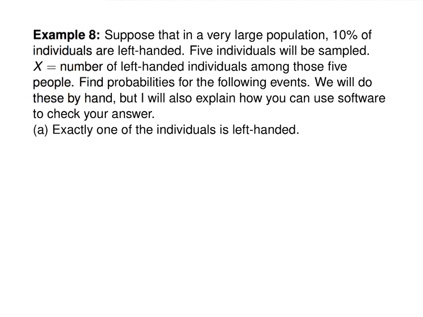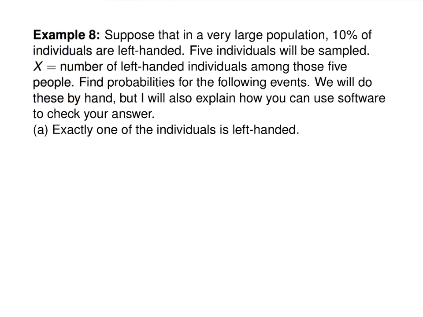So suppose that in a very, very large population, 10% of individuals are left-handed. We're going to sample 5 individuals, and the random variable x is the number of left-handers you have among those 5 people. Find the probabilities of the following events. We'll do these by hand, but I'll also tell you how you can use software to check your answer, okay?